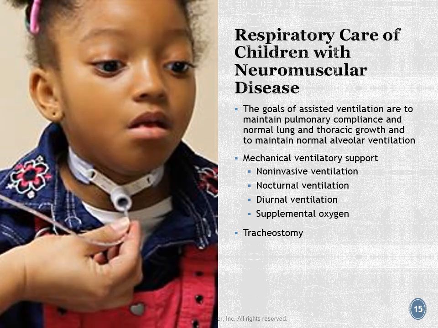Respiratory care of children with neuromuscular disease. Let's talk about the goals of assisted ventilation. The goals of assisted ventilation are to maintain pulmonary compliance and normal lung and thoracic growth, and to maintain normal alveolar ventilation. Mechanical ventilatory support may be needed for children with neuromuscular disorders.